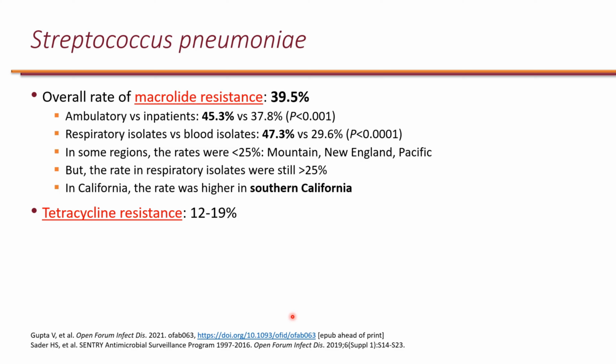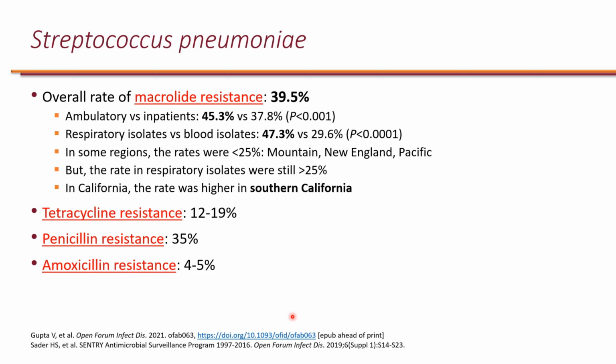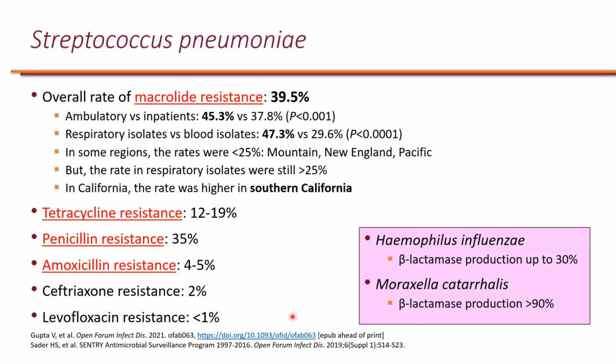Tetracycline resistance is also high, 12 to 19% of the isolates. Penicillin resistance is also high at 35%, and amoxicillin resistance is 4 to 5%. Ceftriaxone resistance is relatively low, and levofloxacin resistance is very low.